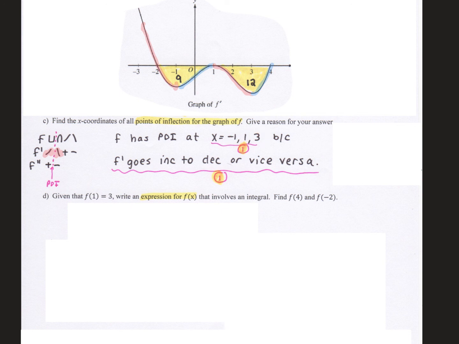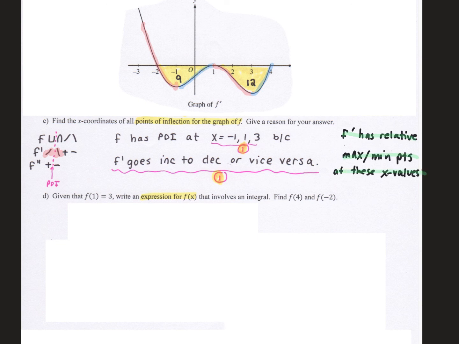If you're missing one or if you have an extra one, you just don't get the point. Make sure you mention f prime in your explanation. An alternate explanation would be f has relative maximums and minimums at these x values, because that's what we call it when f prime goes from an increase to a decrease. That's a max, or decrease to an increase, that would be a min. So this would be a completely acceptable explanation for those points of inflection as well.